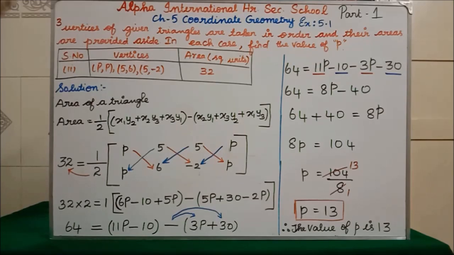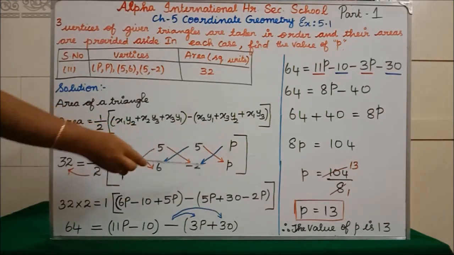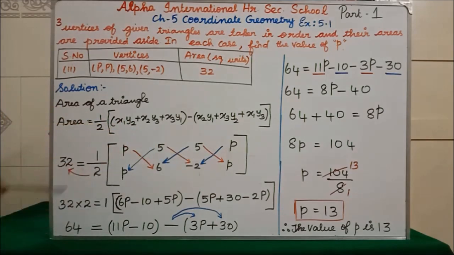Most of the students will make a mistake. They will stop here itself with 5 comma minus 2. That is wrong. Whatever we wrote, you are going to write one more time: P comma P. The next step, this 2 will cross multiply.